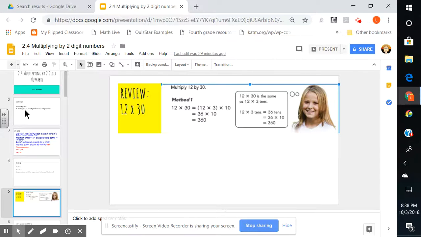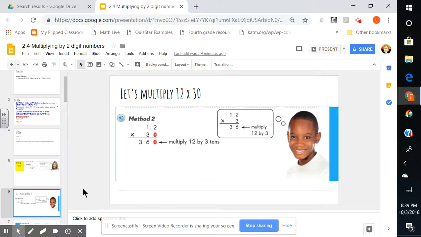Method 1, 12 times 30. We're only allowed to break apart the 30 because it is a multiple of 10. Never break apart a number unless it is a multiple of 10. So 30 can be broken into, as you see here, 3 times 10. So first we're going to multiply 12 times 3, which is 36, and then times 10 we know is 360. 36 tens is 360.